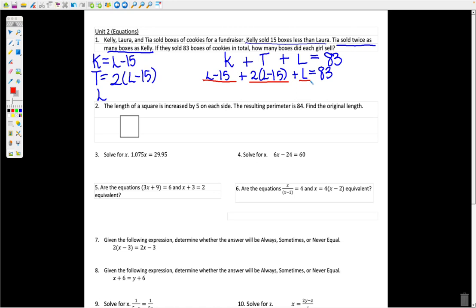If I simplify Tia, this becomes 2L minus 30. You still got the rest of the stuff here, so I'm going to bring down L minus 15 and the L. Go ahead and get your like terms together. It's 1, 2, 4L. So I got 4L minus 45 equals 83. I'm out of space, so I'll come up here. That was 4L minus 45 equals 83, and I need to move the 45, so I'm going to say plus 45.